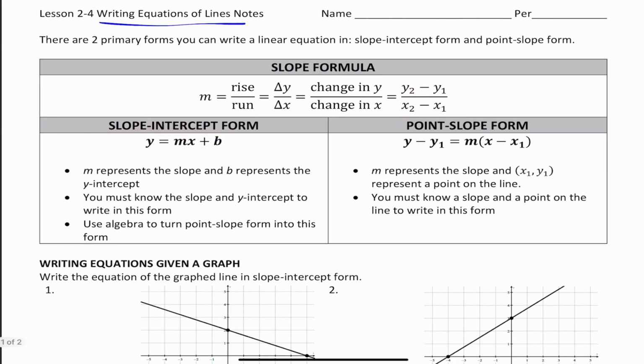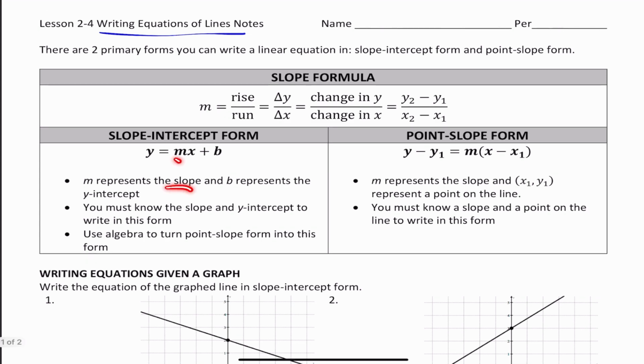So here we have the slope-intercept form. And the slope-intercept form is basically the equation of the line, where m represents the slope and b represents what we call the y-intercept. Okay? So if you have the slope and you have the y-intercept, you can plug that in to write your equation of the line, y equals mx plus b. Okay? And we can also use algebra to turn the point-slope form, which we'll get into, into this form. So this is good when you have a slope and a y-intercept.